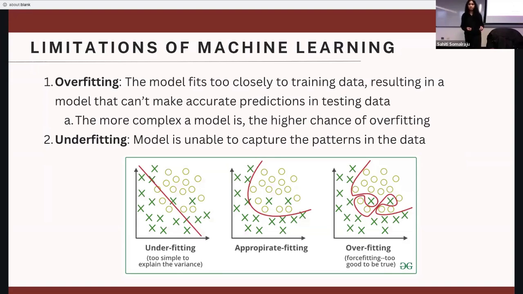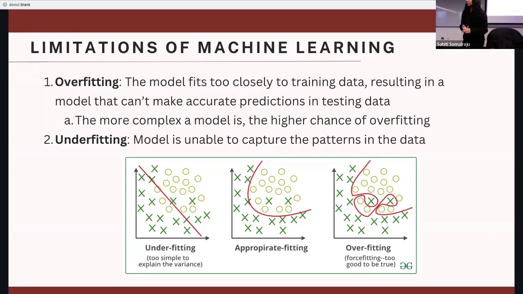Overfitting is where the model fits too closely to the training data, and this results in a model that can't make accurate predictions on the testing data. This is because it adapted so well to the training data that, I guess in this case, it's stratifying the data too perfectly, unrealistically perfectly, to the point that if you give it testing data, it's not able to perform that well.